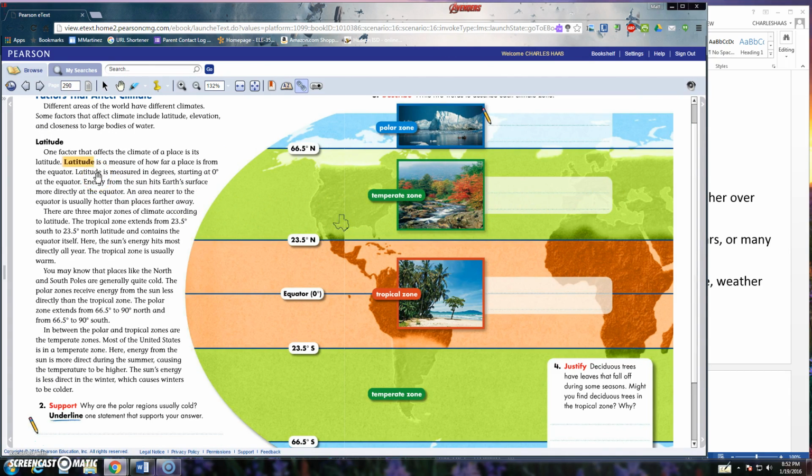One factor that affects the climate of a place is its latitude. Latitude is a measure of how far a place is from the equator. The equator is our 0-degree line, and that doesn't mean it's 0 temperature degrees. It's a different type of degrees, like how far away from something it is. But the equator is right around the thickest part of the Earth, and if you go up from it, this next line they've identified in your book is 23 5/10 degrees north of the equator. There's also a line 23 5/10 degrees south of the equator.